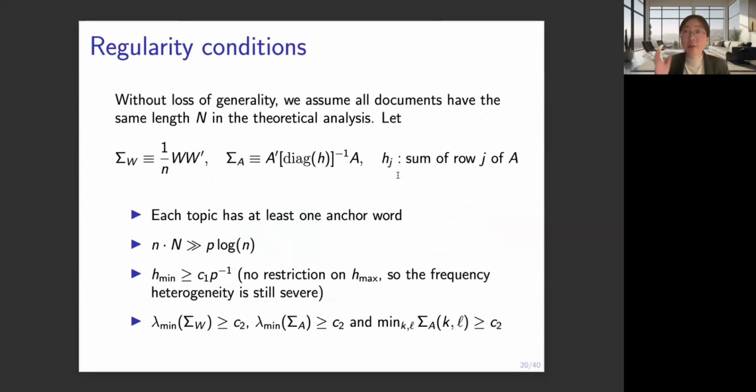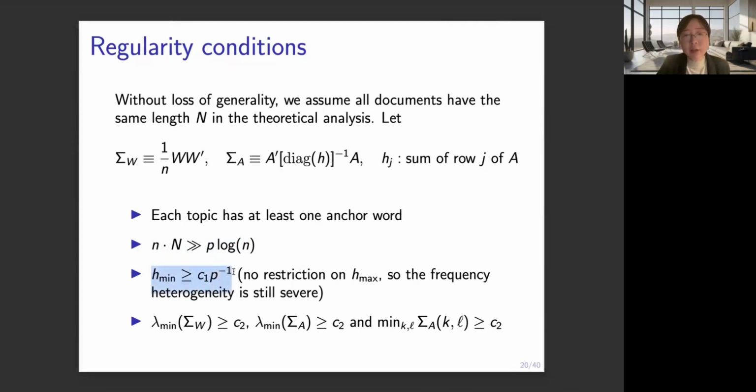Then how about its theoretical performance? I'm going to show you the error rate. I need some regularity conditions. The first is the identifiability condition. In the second condition, I want to remind you that we have three dimensionality parameters. N is the total number of documents. Capital N is the document length. And P is the vocabulary size or dictionary size. The requirement is that n times capital N is much larger than P log n. And we will show that this cannot be relaxed, from the lower bound result.